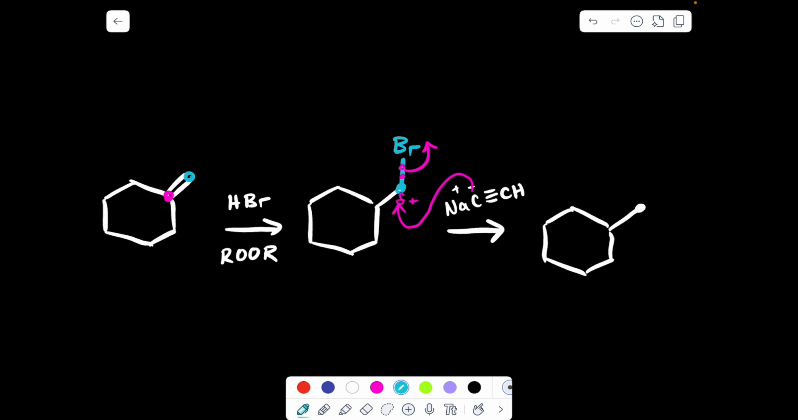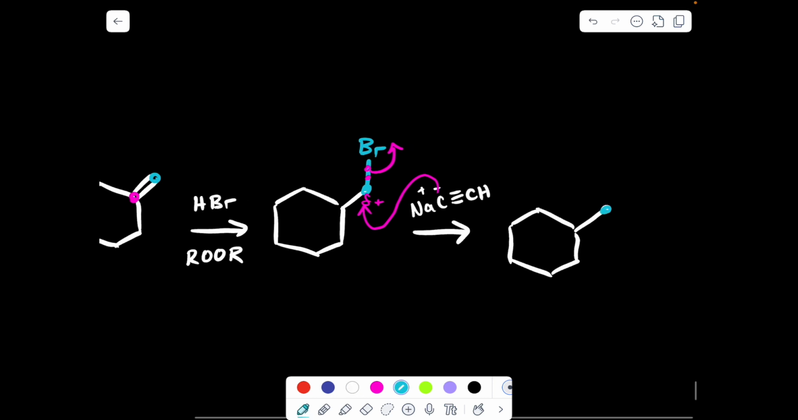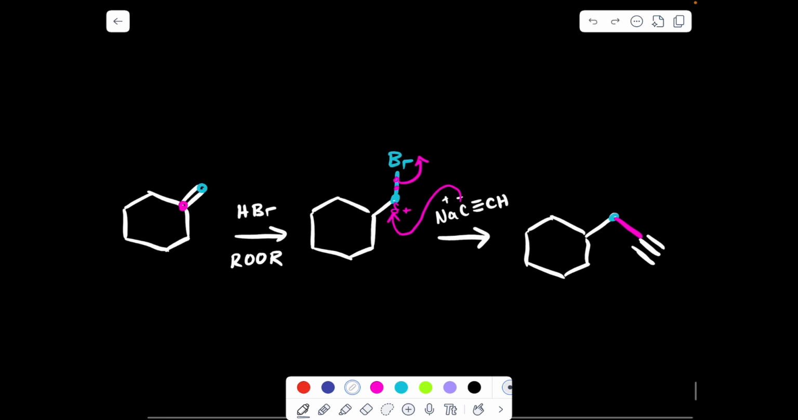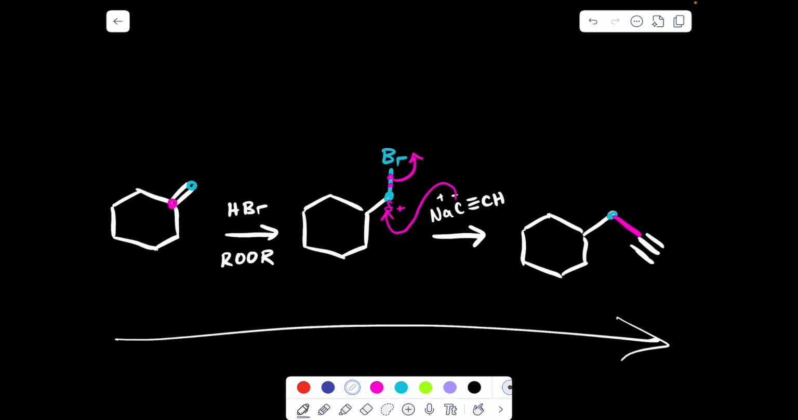Then we have a bond to that blue carbon, which lost the bromine. And now it is going to be attached via this pink bond to the carbon that is triple bonded to another carbon, the CH, which we don't need to draw that H in, it's arbitrary, which would be our product. So now this would be the synthesis in the forward direction.